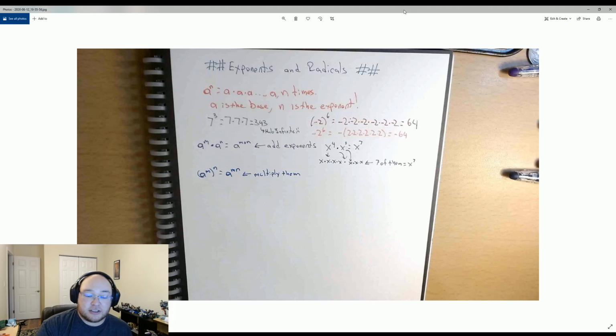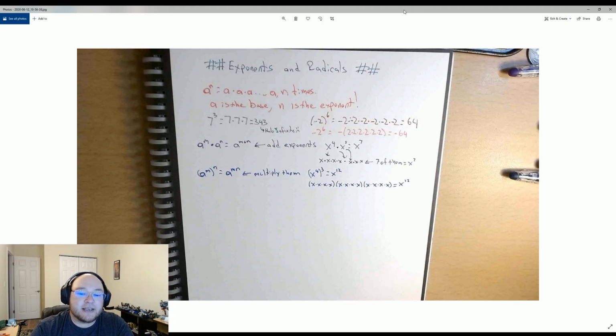Now when there's just a big parentheses, this is what's called a power to a power. You multiply those exponents. So when that outside exponent is just on the parenthesis, that means you multiply them. So x to the fourth, to the third power, is x to the 12th, because 4 times 3 is 12. This is because an exponent means you multiply it that many times. So there's 4 x's in there, and then you're tripling that, and then 4 times 3 ends up being 12.